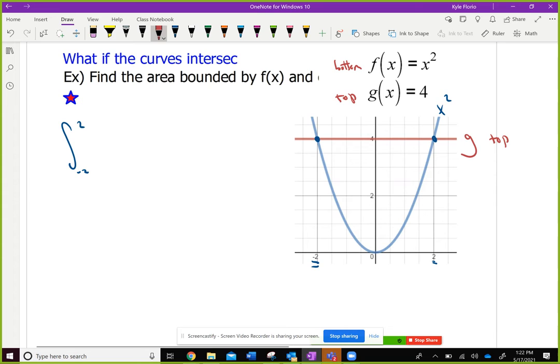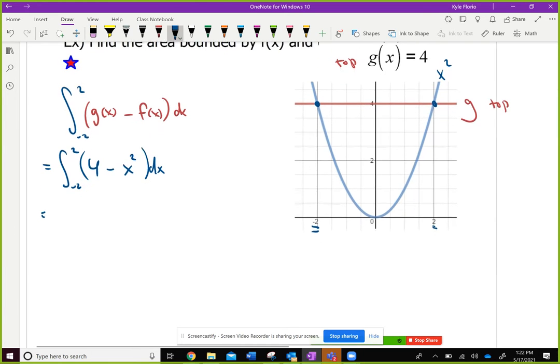All right, so I need to take the top curve minus the bottom curve. And in this case, the top curve happens to be called g, and the bottom curve happens to be called f. Whatever, it's just a name. And then it's the same problem. So it's going to be 4 minus x squared.